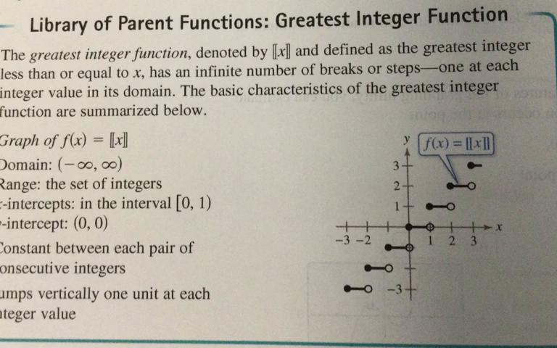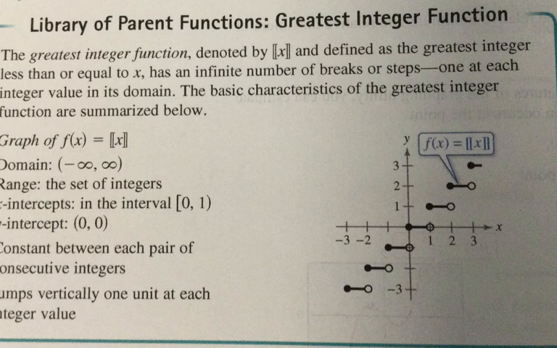So the domain includes all x values. We can't see it, but it's continuing forever. But look how it goes. It goes from -3 to -2, -2 to -1, -1 to 0. For every hole, it picks up right where that one stops. So the domain is all real numbers.